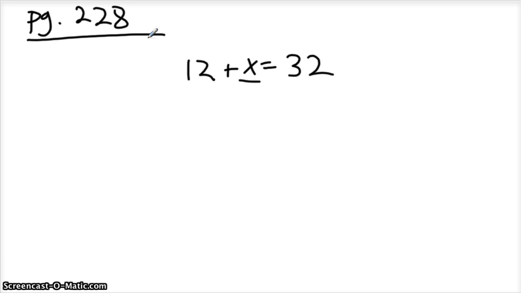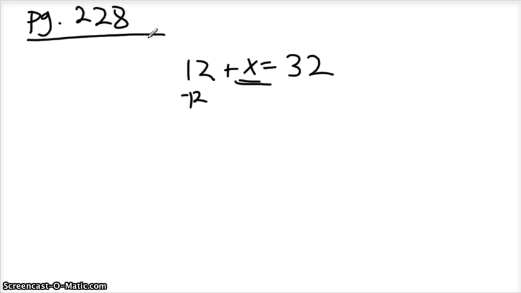Whenever we're trying to find a variable, like x or y or p or z, whatever letter they choose, we want to get the variable all by itself. So right now we have 12 with it. And the way that we get the variable all by itself is to do the opposite of what's being done in the problem. So for example, we have 12 plus x. So this is a positive 12. If we want to get x all by itself, we're going to need to get rid of 12. So we're going to subtract 12.